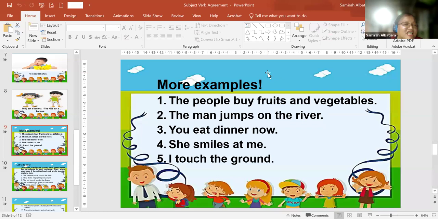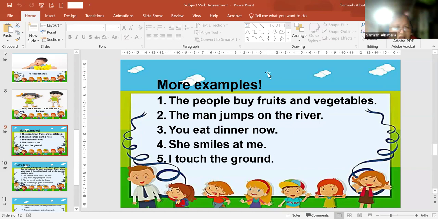Okay, look at this. We are going to discuss the first example. The people buy fruits and vegetables. What is people? Is it singular or plural? What is the singular form of people? Person. Person. Mark really knows English. So the people buy fruits and vegetables. That is why we all know that people is a plural subject. That is why we use a plural verb. What is the verb from the sentence? Buy. Very good, Rosa. Rosa is very focused on our discussion.